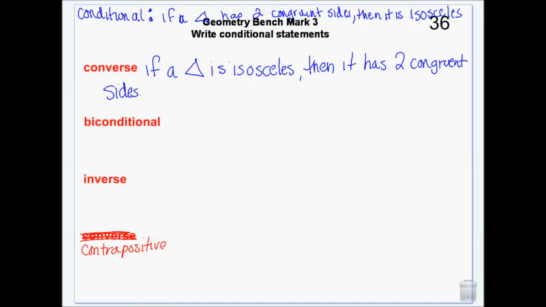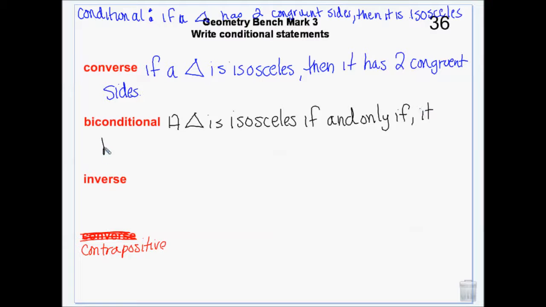So that would be, a triangle is isosceles if and only if it has two congruent sides.